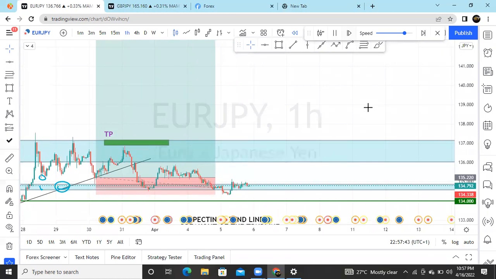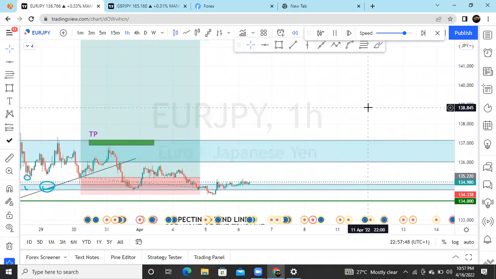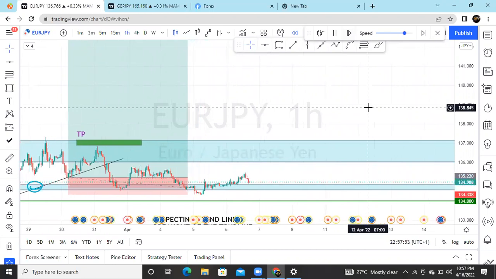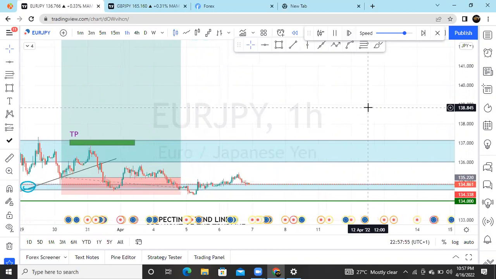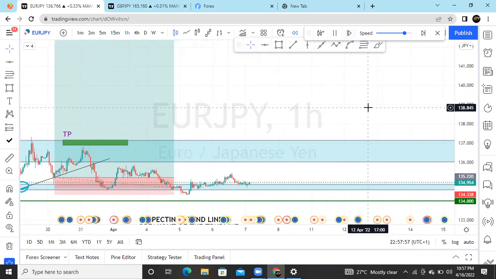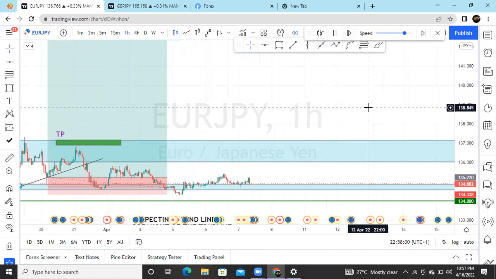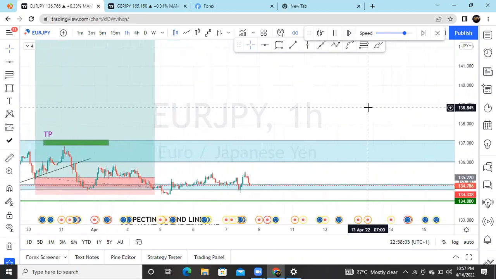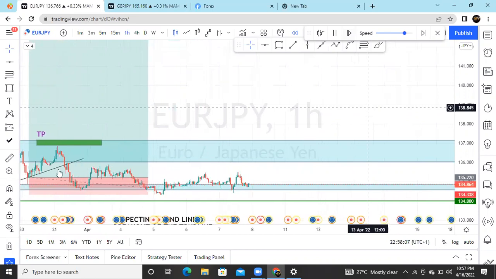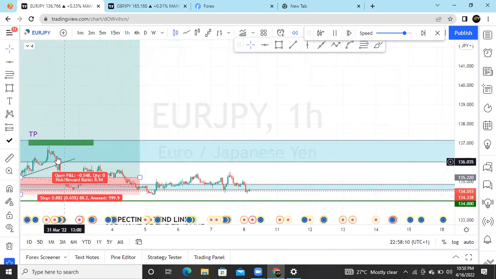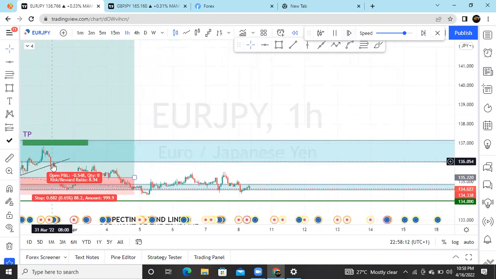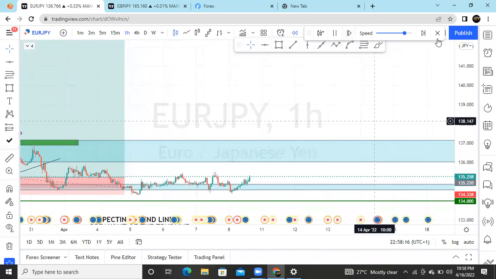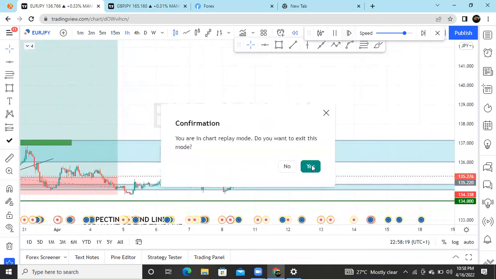Let's see how it plays out. For me, I'm not buying this trade anymore. Immediately it broke my trend line. I'm done with buying this trade. Can you see that? It broke my trend line. I'm done. Yeah, I want to exit.